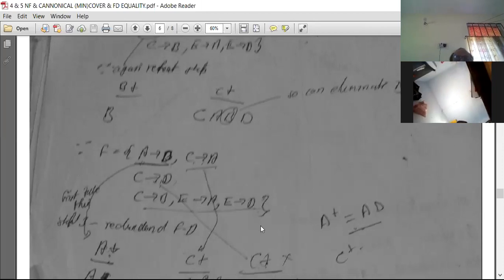Now what is happening? The third thing is we have to find out the redundant FDs, whether there are repeated FDs or not. That is our third condition. In the third condition, we have to find out the repeated case. So I will check here. I will check A tends to D, and find out whether this FD is repeated or not.